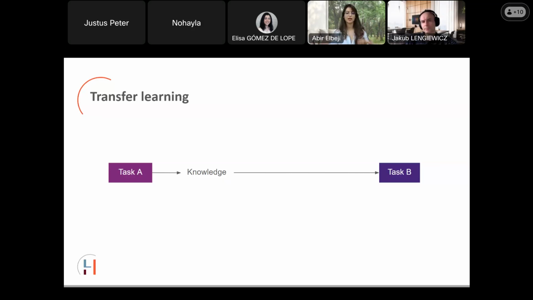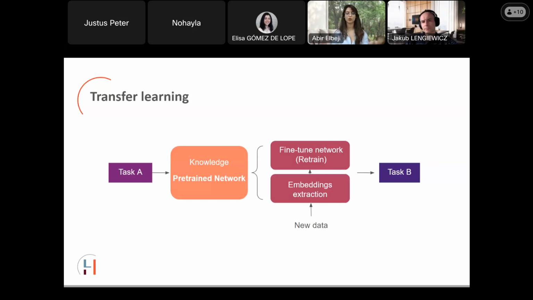And this is done actually by a pre-trained network. So a network is trained on a task A, and then we can use it to either fine-tune it on a downstream task with our new data and retrain it to have later on the predictions on the task B, or we can extract embeddings or features from these pre-trained networks and then feed them to machine learning algorithms to train them and make our predictions on the task B.